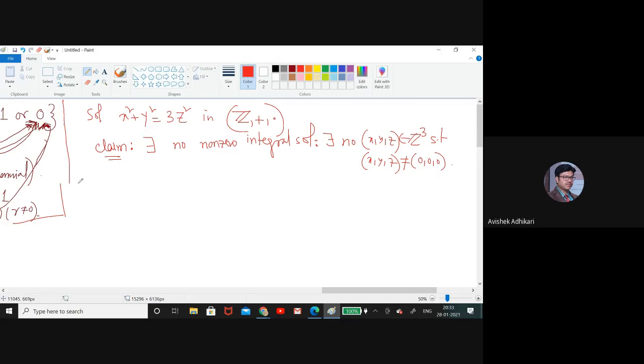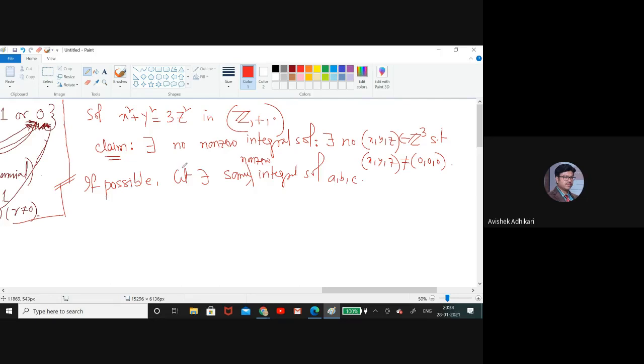So if possible, as I mentioned, it's a very old technique. Euclid, more than 3000 years back, used the method of contradiction. So if possible, let there exist some non-zero integral solution, say A, B, C. So not all of A, B, C are zero.